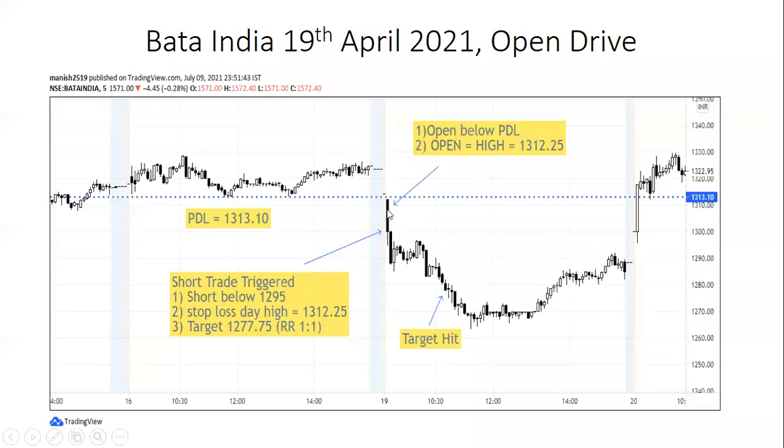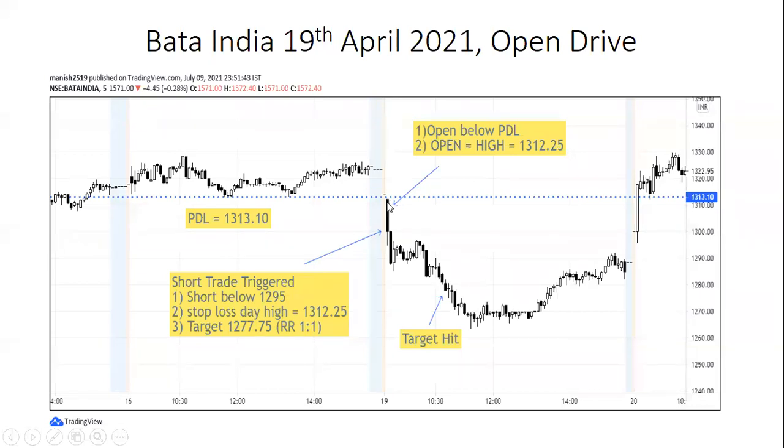First candle is a big bearish candle without an upper wick. Now, if the candle is bearish and does not have an upper wick, this indicates open equal to high. Look at the opening price, 1312. So there was a small gap down opening. Previous day low was 1313, and today's opening you can see is 1312.25. So small gap down opening and then open equal to high formation.